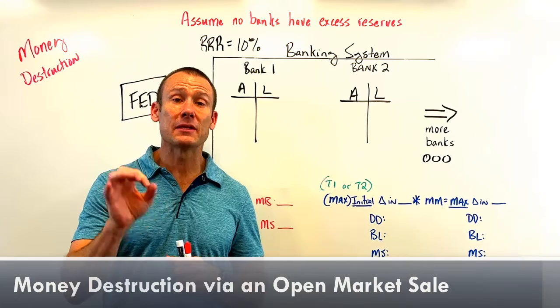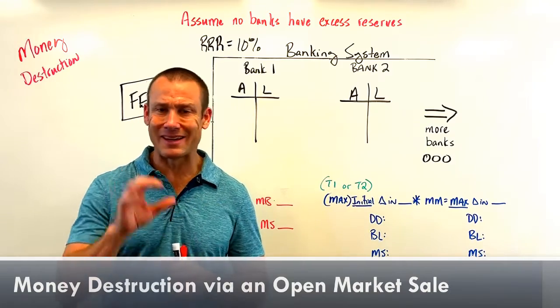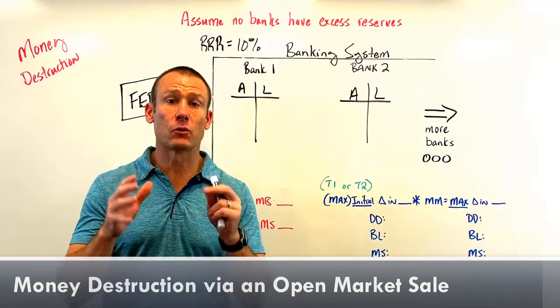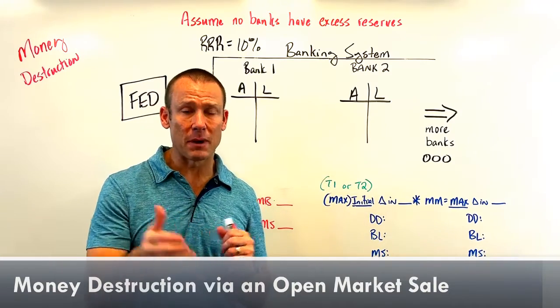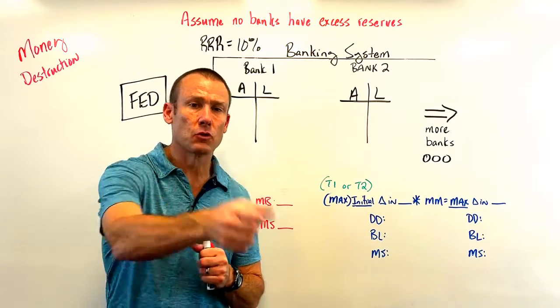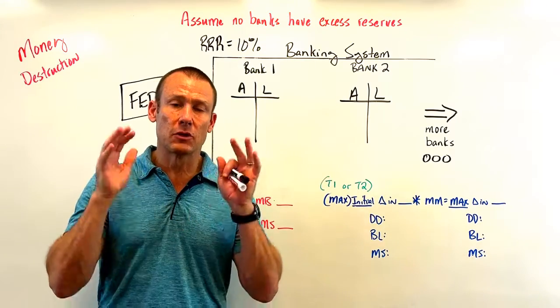Hey guys, we're talking about money destruction in a limited reserve framework, and in this video we are talking about an open market sale. That's right. This is when the Fed sells government bonds or T-bills to the banking system, basically an asset to the banking system, to pull reserves out of that banking system to destroy money.